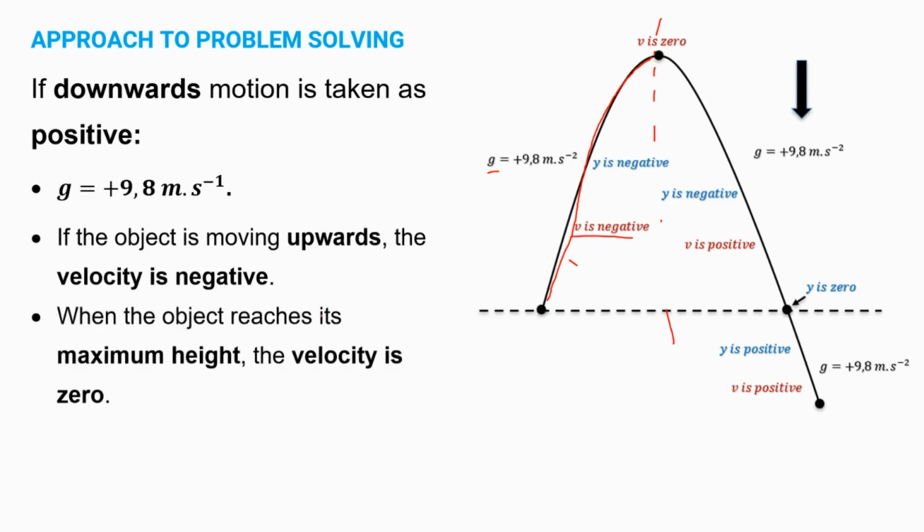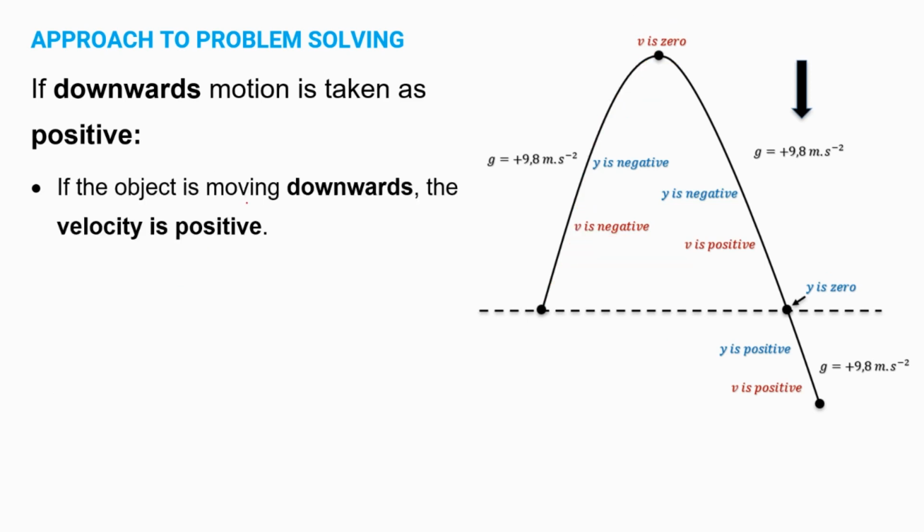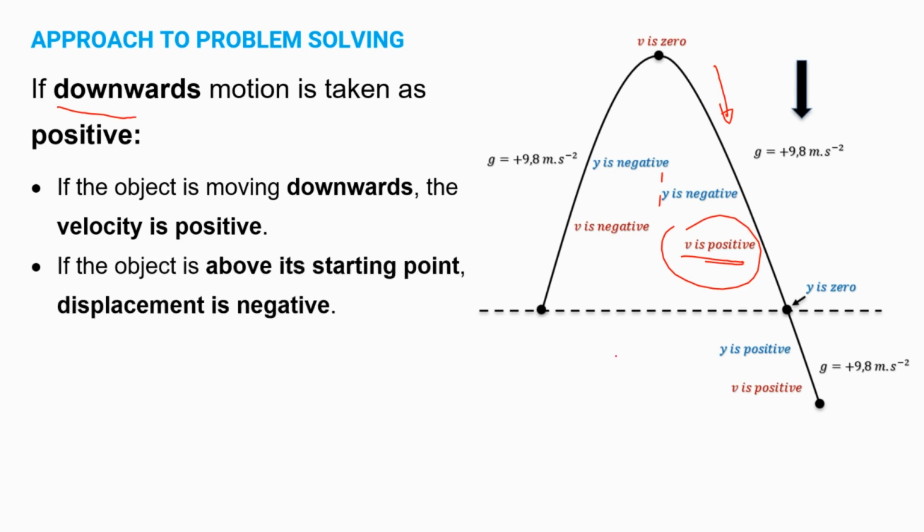And then when the object reaches its maximum height, velocity is 0. If the object is moving downwards, the velocity is positive. That's if you have chosen downward motion as positive. So if the object is moving downwards, meaning from this part here, going downwards like that, velocity is positive.